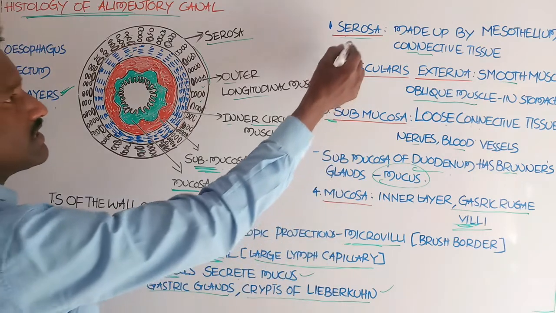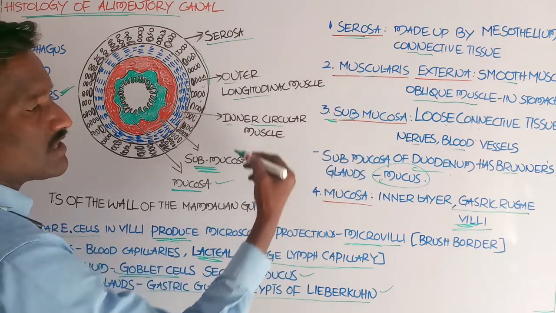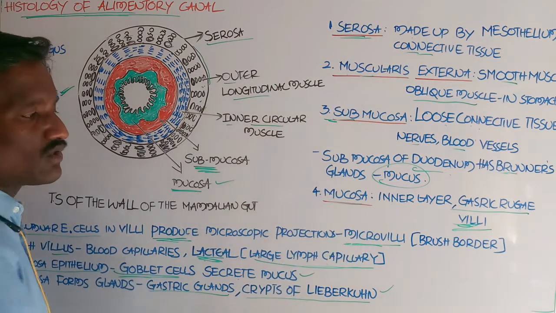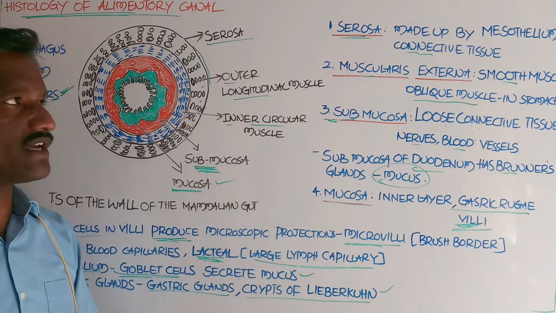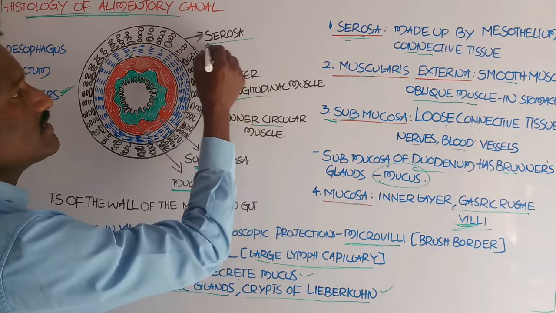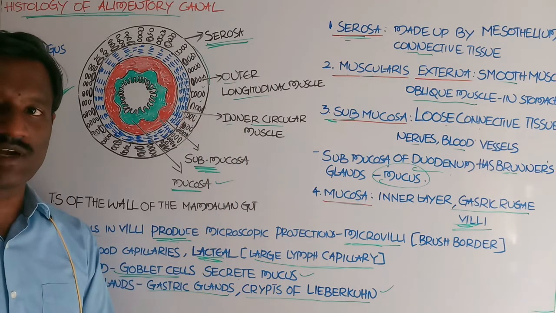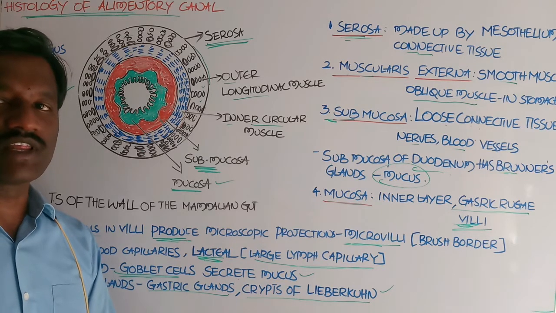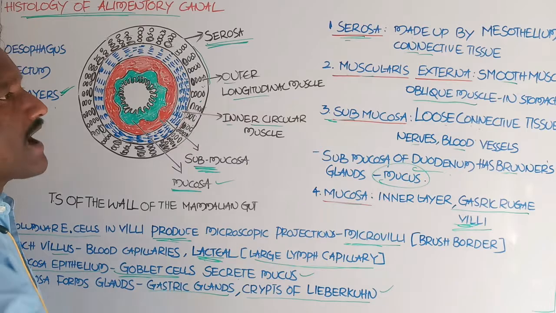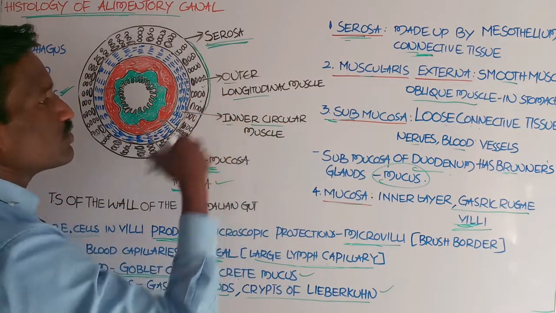From the outside to inside, the first one is the serosa, the second is the muscularis externa, the third is the submucosa, and the fourth is the mucosa. The serosa is made up of mesothelium. Mesothelium is produced from the mesoderm in the embryonic stage, and it is also with connective tissue. It is the outermost layer.